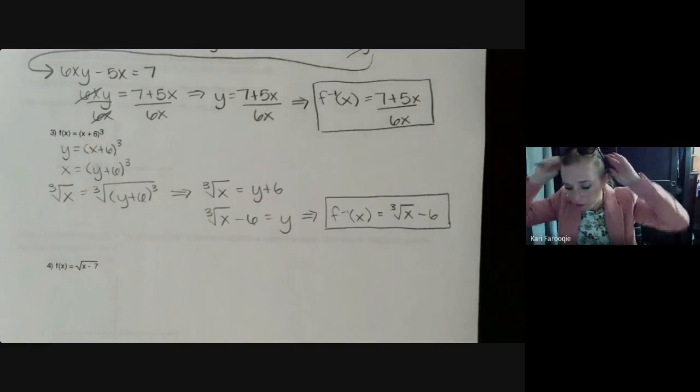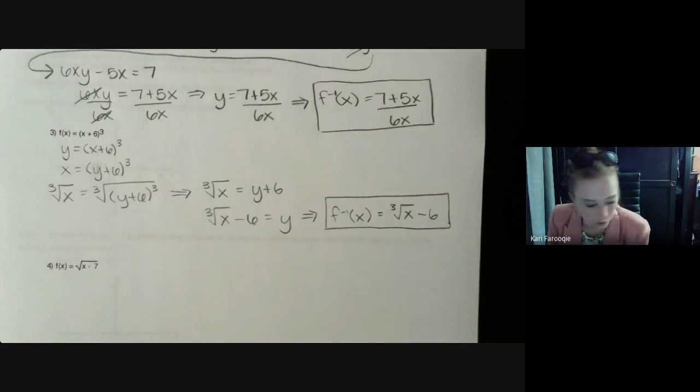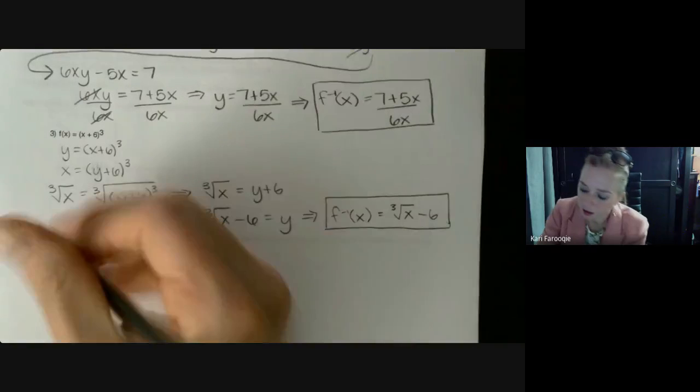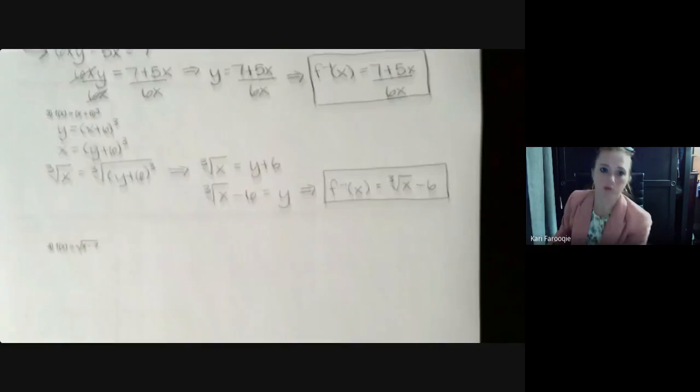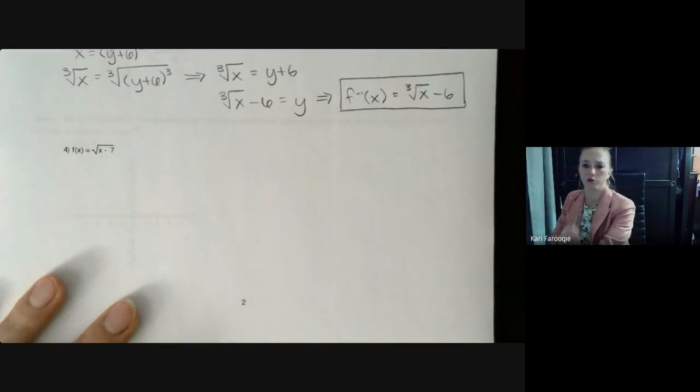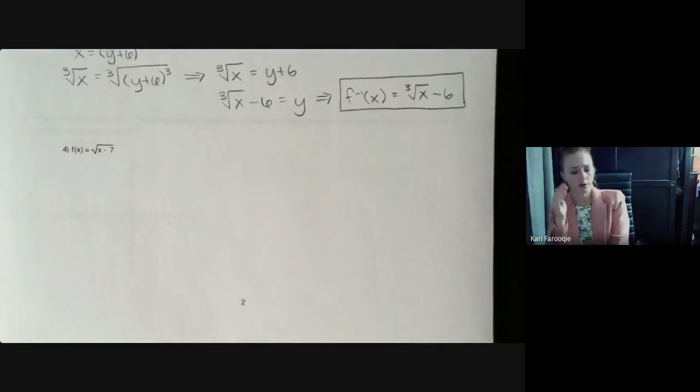Number 4, f of x equals the square root of x minus 7. You guys do this on your own. You do it on your own, and then we'll go over it. We have some time tonight.